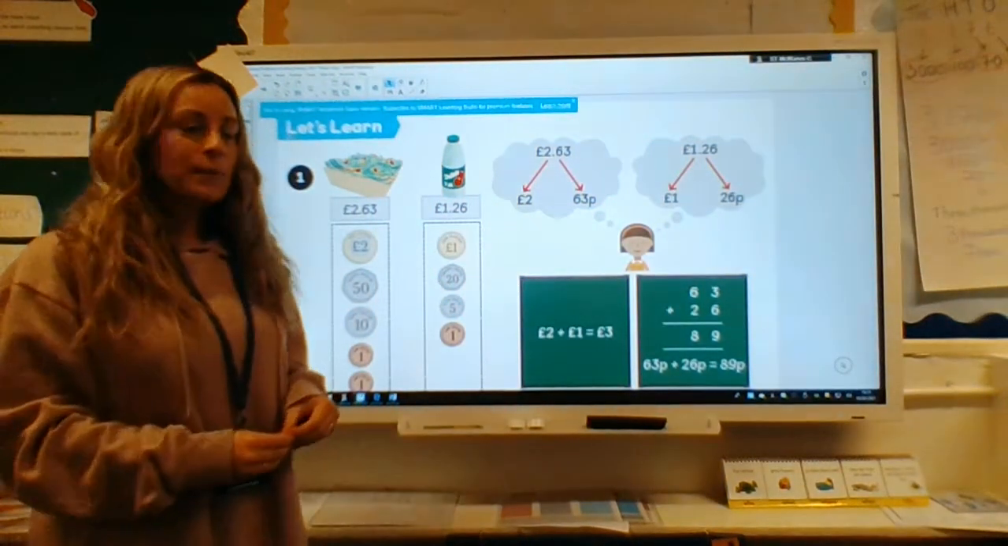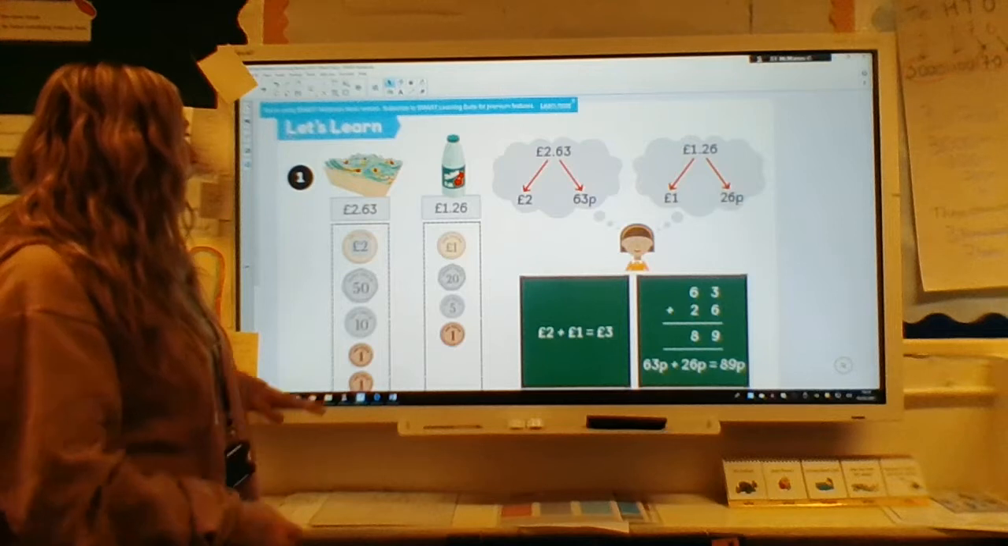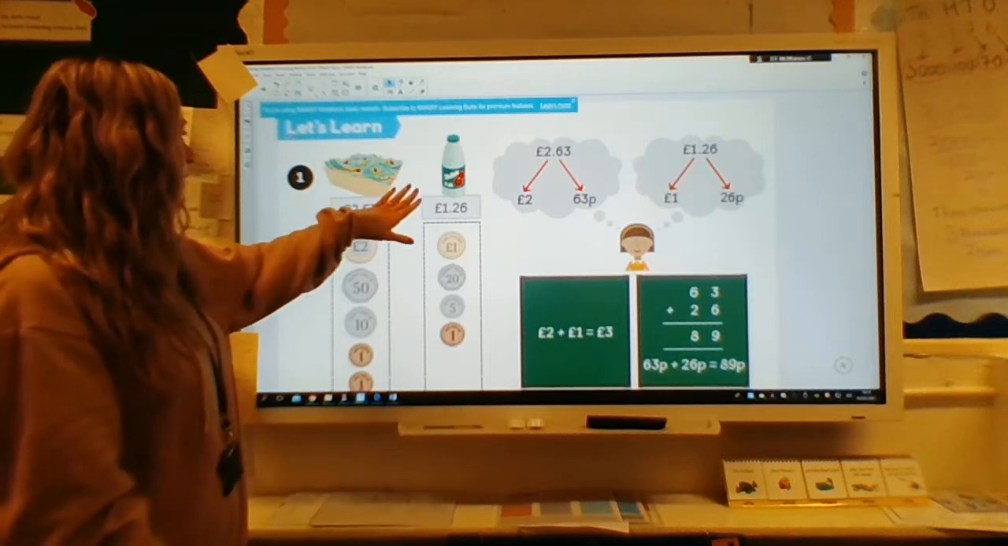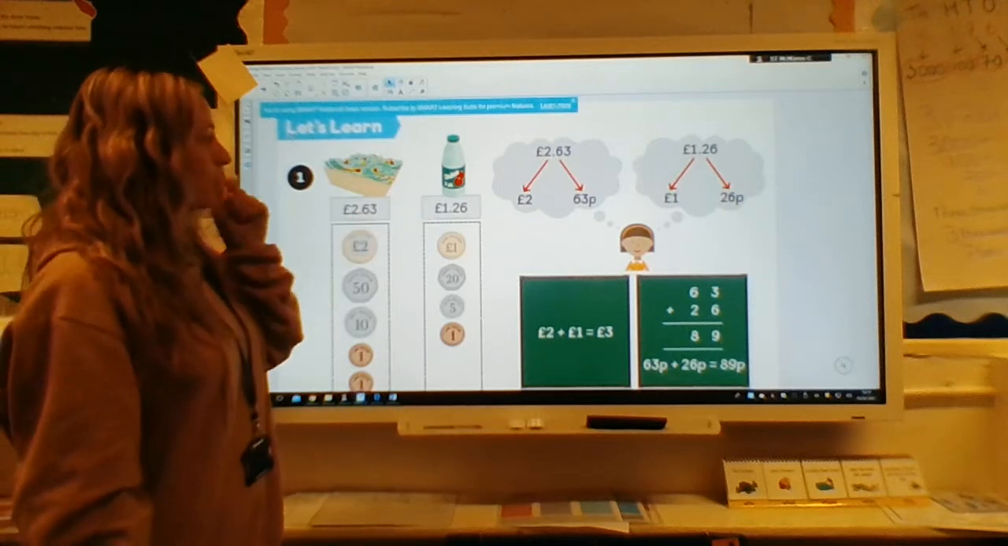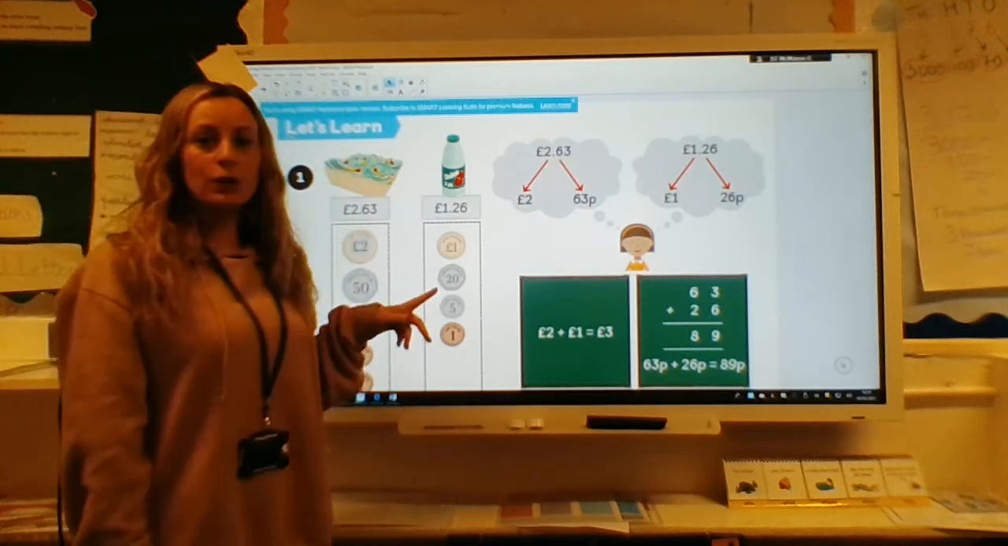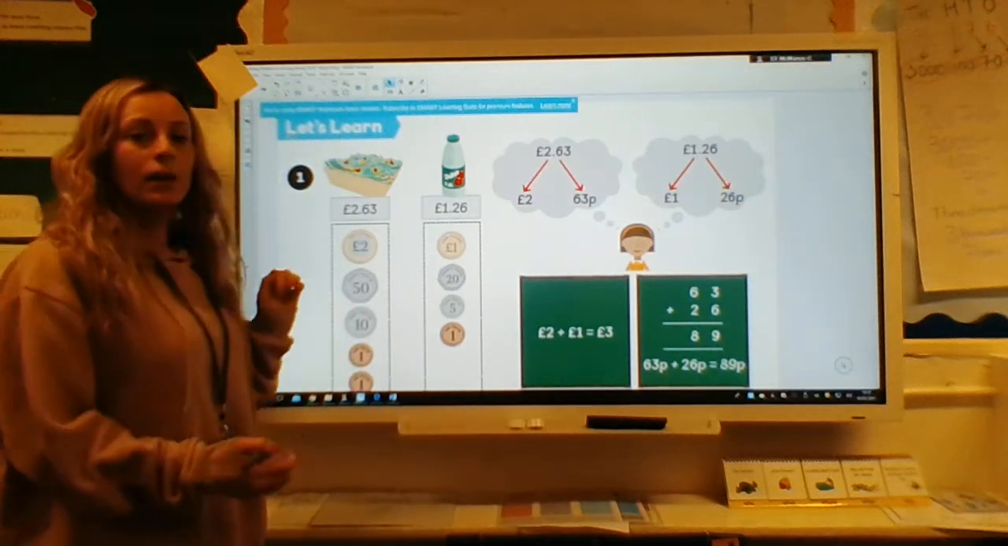Okay, so today you're going to be adding and subtracting amounts of money with worded problems. So here you've got a bottle and some food. The food is £2.63 and the bottle is £1.26. So how much would it cost altogether? So you're just going to be using your column method.